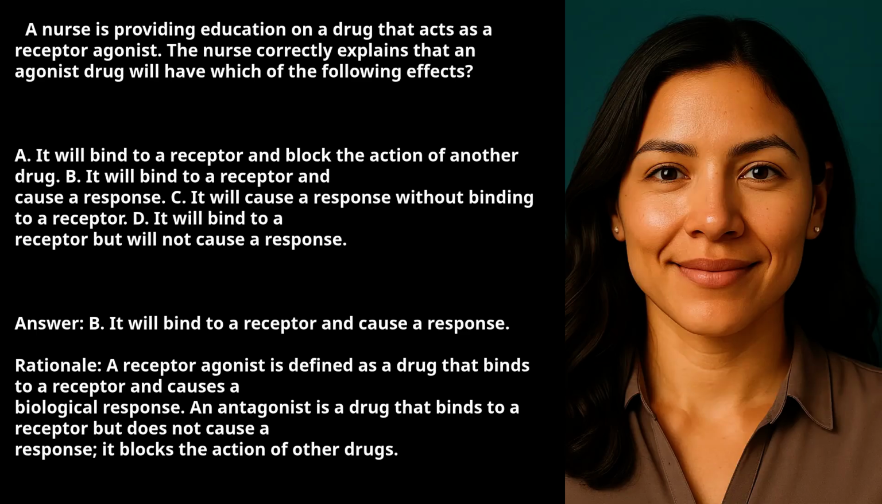Answer B. It will bind to a receptor and cause a response. Rationale. A receptor agonist is defined as a drug that binds to a receptor and causes a biological response. An antagonist is a drug that binds to a receptor but does not cause a response. It blocks the action of other drugs.